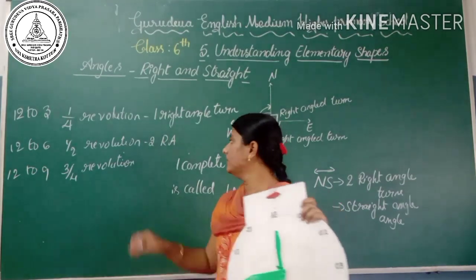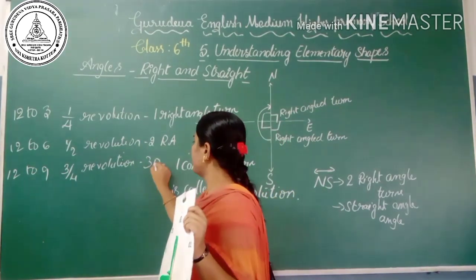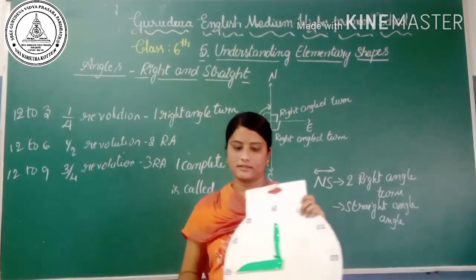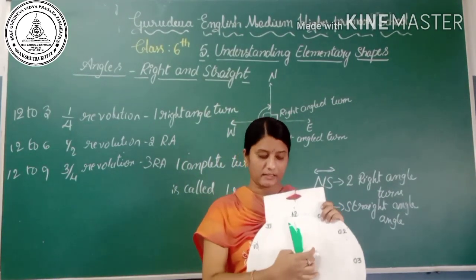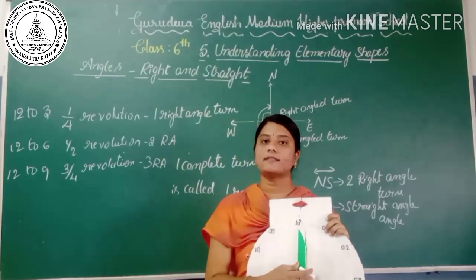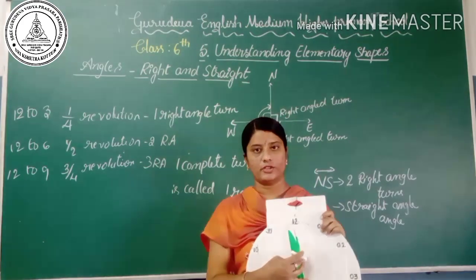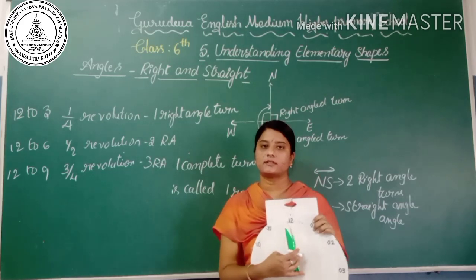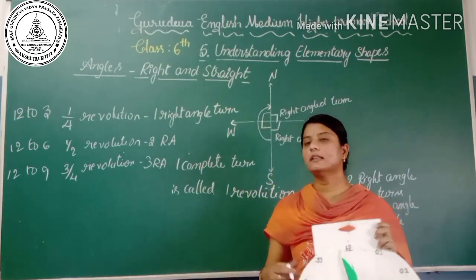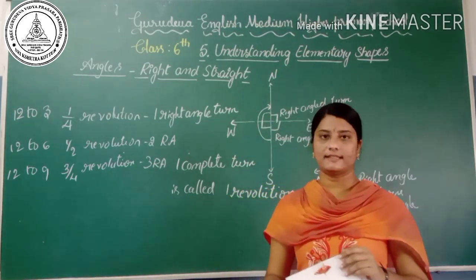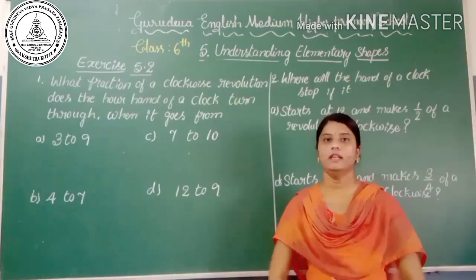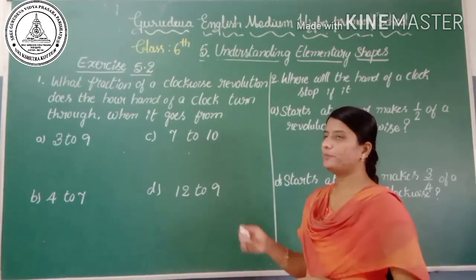Three right angle turns. It is 3 right angle turns. So again, if it comes to the 12 o'clock, it is called one complete angle or one revolution. Okay? Is it clear? Yes. Let's go to exercise 5.2.